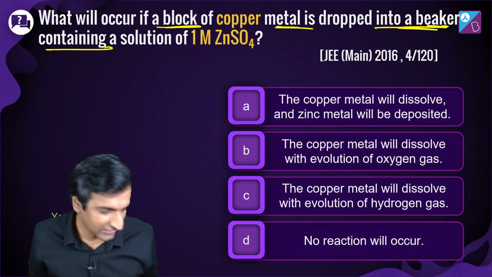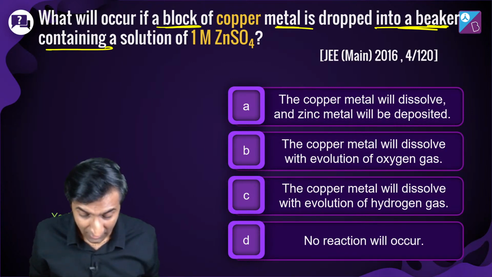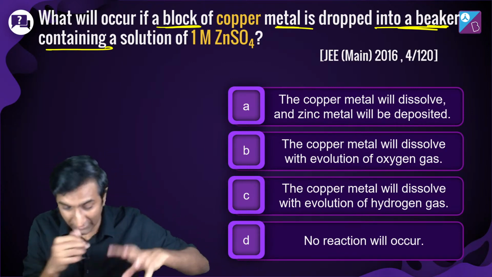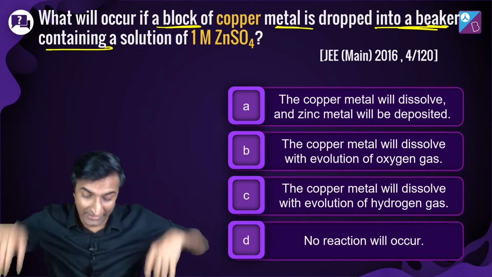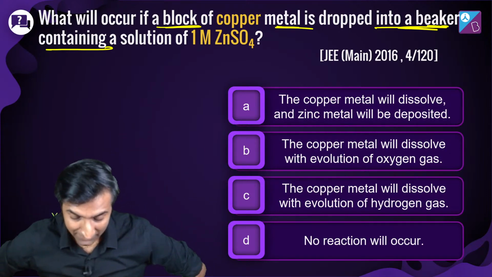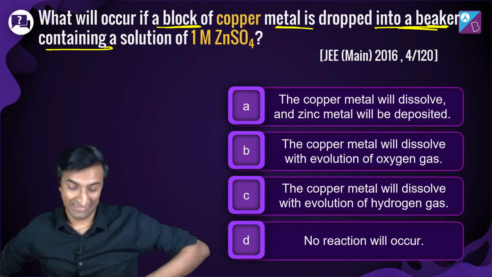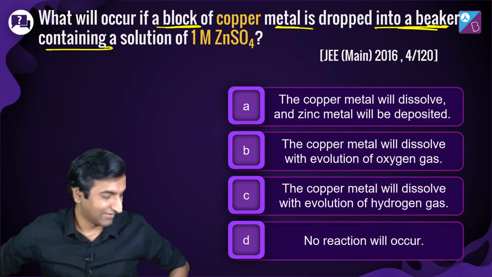What's going to happen here? 4 ऑप्शन है, पढ़ लो भाई, पढ़ के बताओ क्या. The copper metal will dissolve, zinc metal will be deposited. The copper metal will dissolve and oxygen gas निकलेगी. The copper metal will dissolve and hydrogen gas निकलेगी. No reaction. Look at the fourth one.